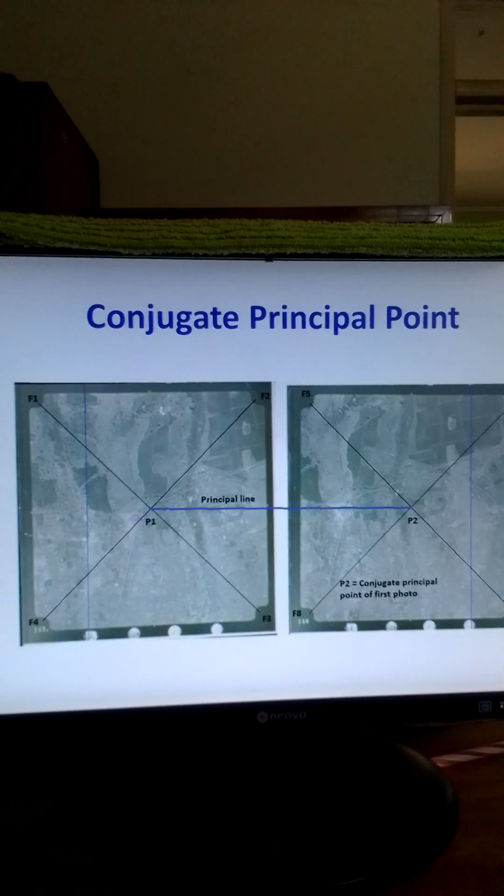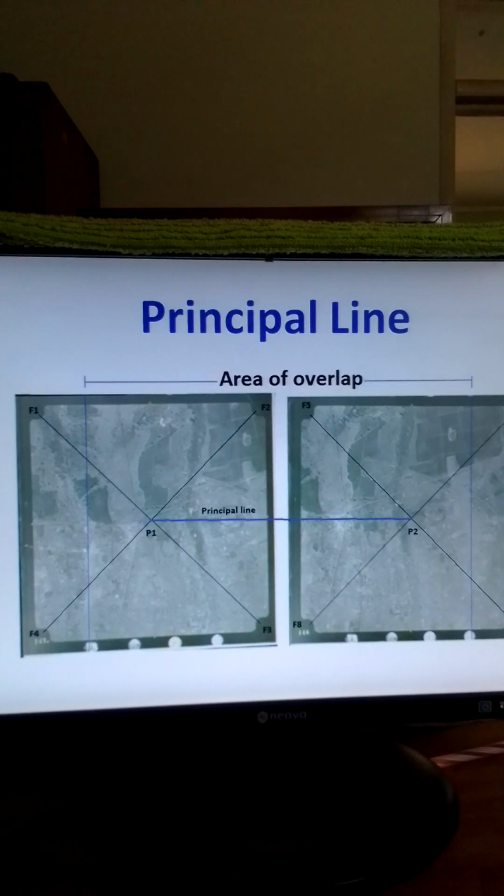Next is the principal line. The principal line is a line that joins principal points on a stereo pair. So you have this stereo pair, right, with these principal points P1 and P2. So this line that joins the principal points on this stereo pair is the principal line.